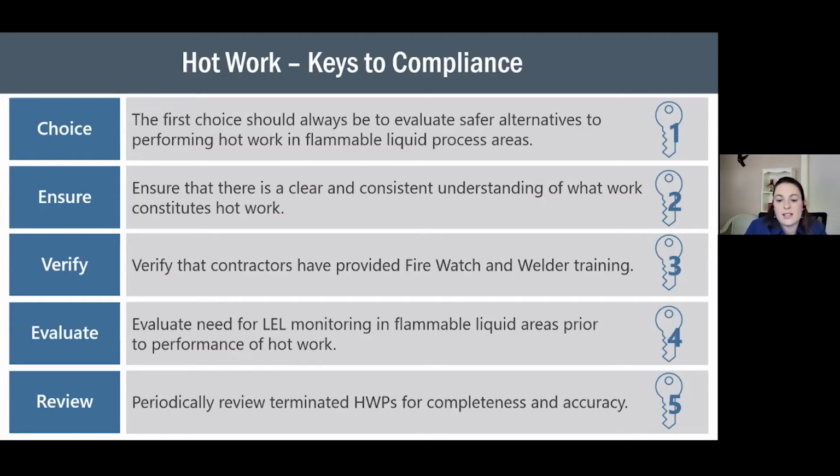Ensure there's a clear and consistent understanding of what work constitutes hot work. Verify that the contractors have provided fire watch and welder training, and evaluate the need for LEL monitoring in flammable liquid areas prior to the performance of hot work.